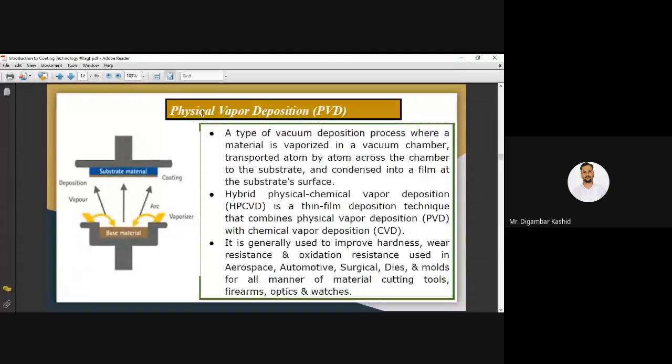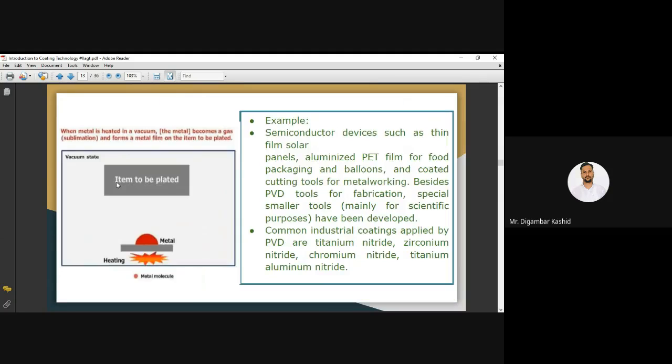So here, first we have to heat the base metal in a vacuum. Then, after vaporizing that material, we have to deposit it on a substrate material, or the surface of the substrate. So here you will get the film. This is a simple diagram I have shown. Red means the metal molecules. And where can we use this PVD?